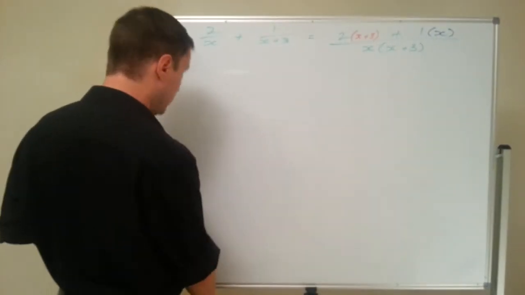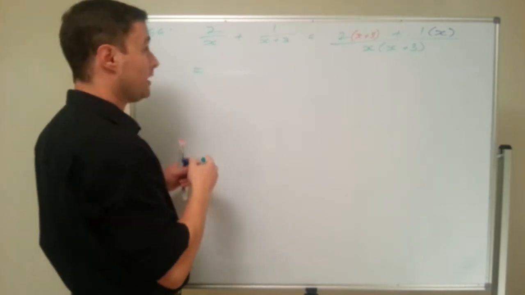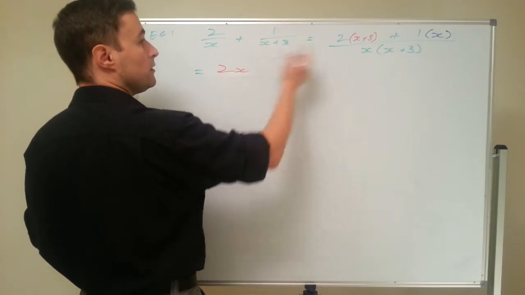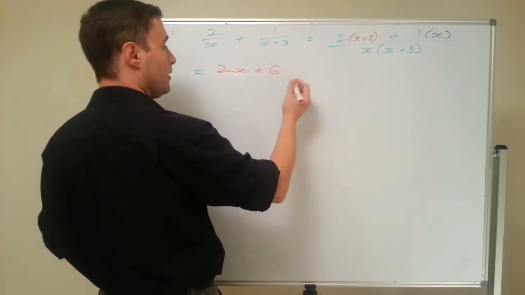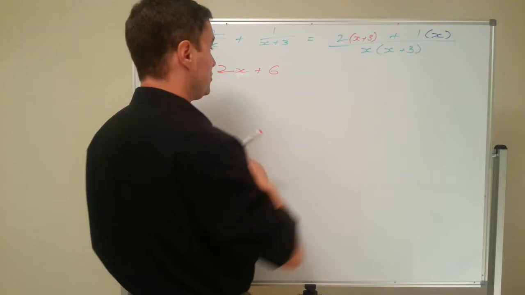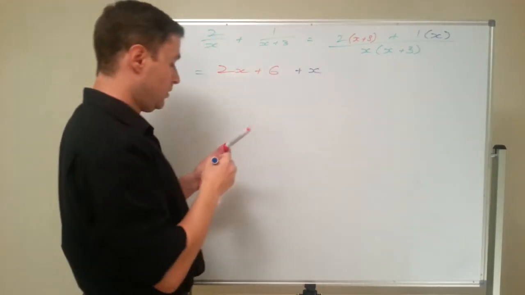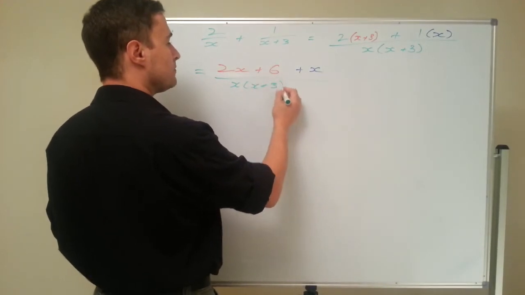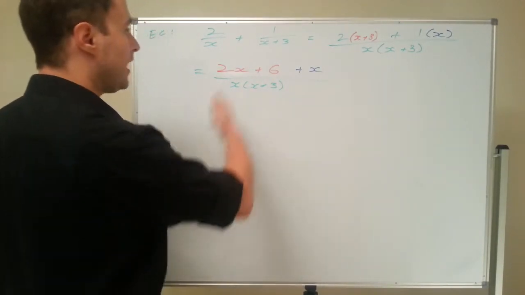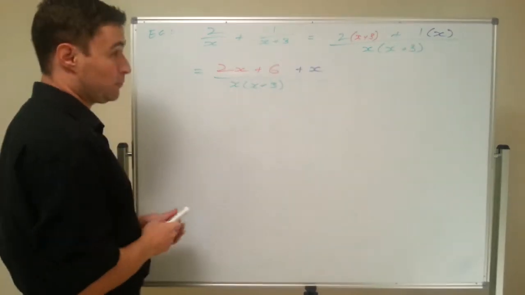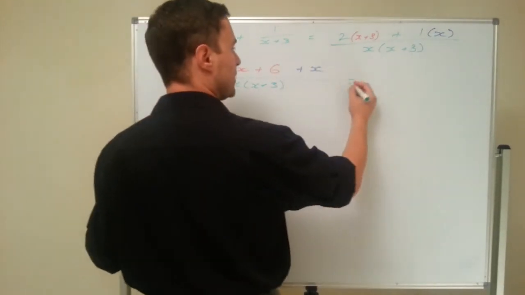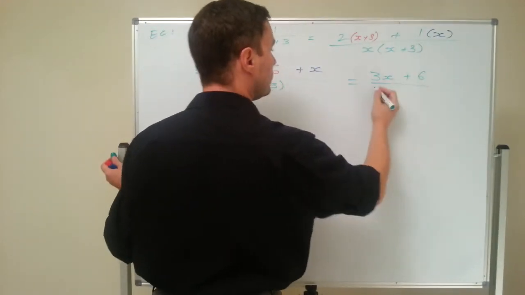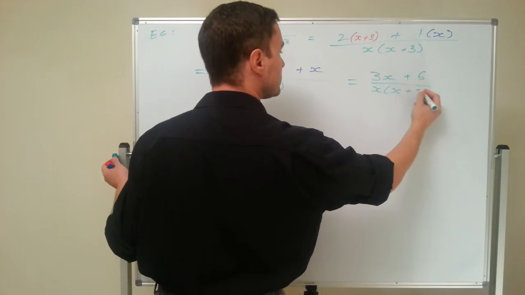Okay? And now I do the multiplication. I multiply everything out. Okay? So, 2 times x is 2x. 2 times 3 is 6. Plus 1 times x is just x. Alright? All over the denominator of x plus 3. Still with me? Okay. Tidy this up to see if anything can cancel, and we can move any further. Only two like terms that can go together. 2x plus x is 3x plus 6 all over x times x plus 3.